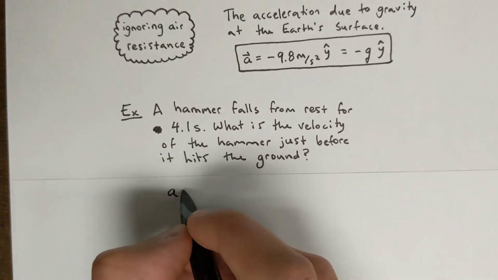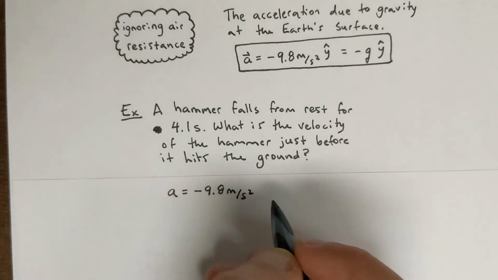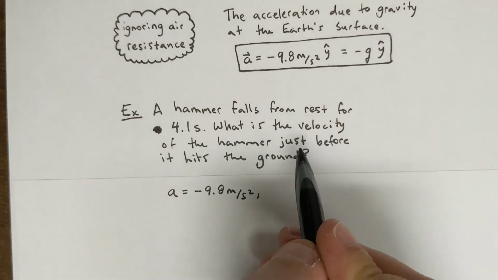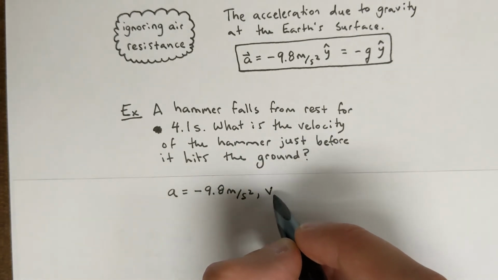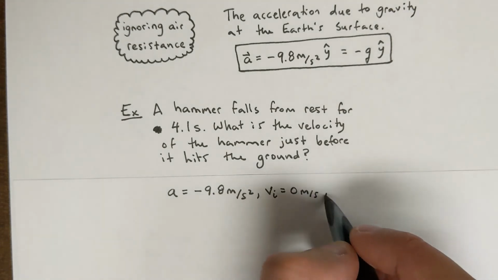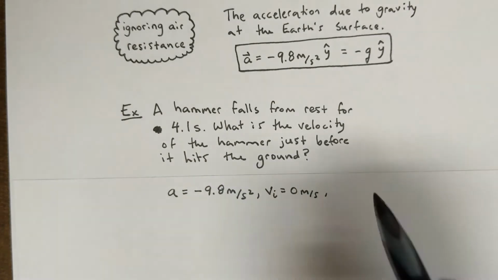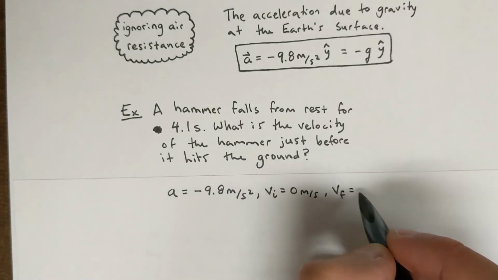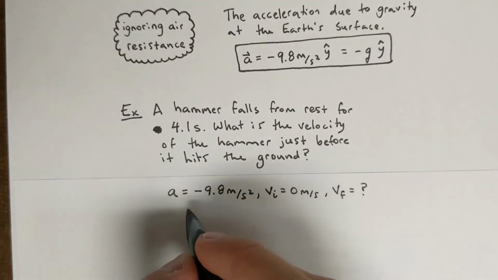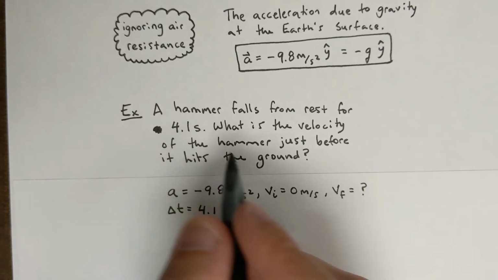So the acceleration is going to be negative 9.8 meters per second squared. Then it's saying that the hammer falls from rest, meaning that it was initially not moving. So our initial velocity is 0 meters per second. Next, we want to know what is the final velocity of the hammer. So v final is something that we're going to be looking for. And 4.1 seconds is our time interval. So delta t is 4.1 seconds. The hammer is falling for 4.1 seconds.